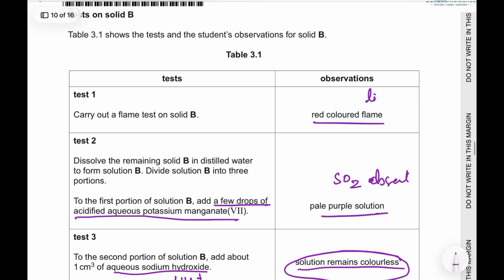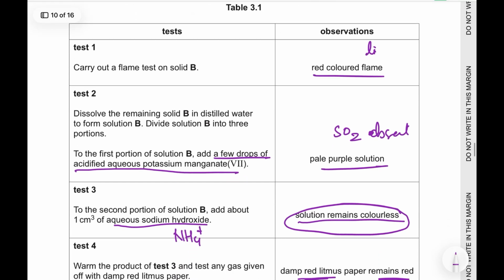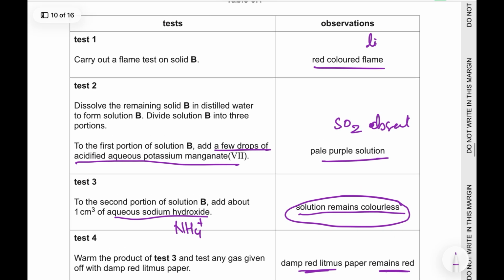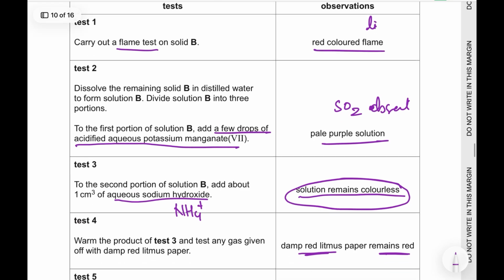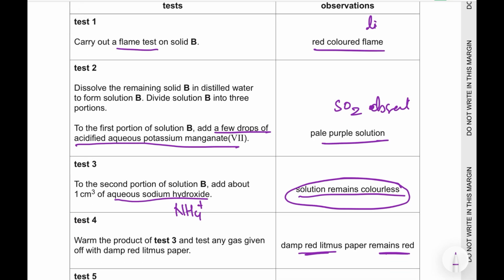Next, now here we are actually supposed to identify the unknown solution. So they have already performed the tests and the observations are also written. We have to identify, based on the observations, what the solid or the solution could be, or what the cations and anions could be. So first of all, a flame test is carried out and we are getting a red colored flame. You have to again refer to the chart where they have given you flame tests and flame colors for some metals. Red color is for lithium, so hence we have identified it as lithium.